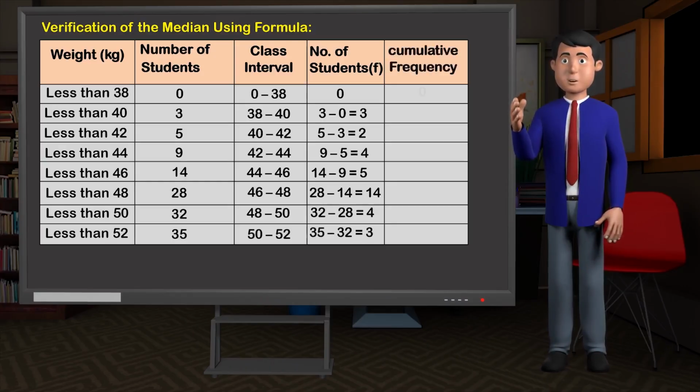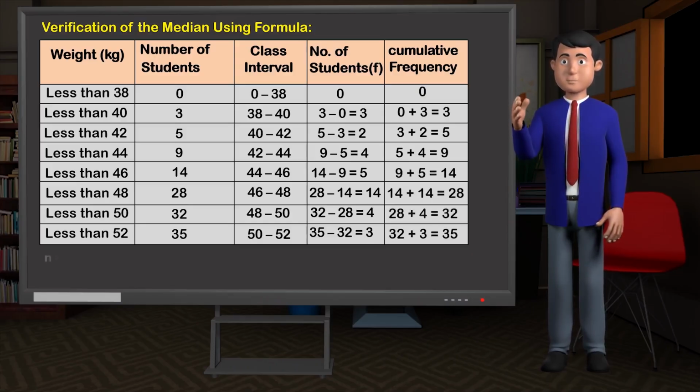Cumulative frequency 0, 0 plus 3 is equal to 3, 3 plus 2 is equal to 5. 5 plus 4 is equal to 9. 9 plus 5 is equal to 14. 14 plus 14 is equal to 28. 28 plus 4 is equal to 32. 32 plus 3 is equal to 35.